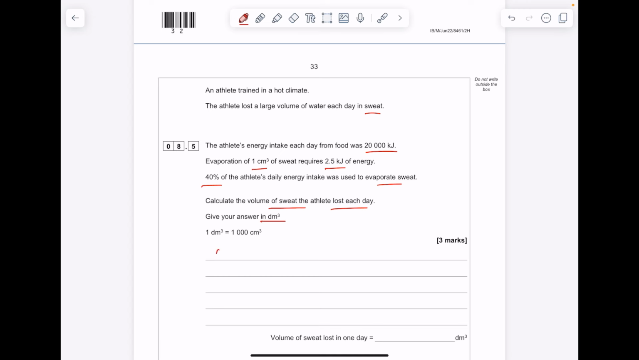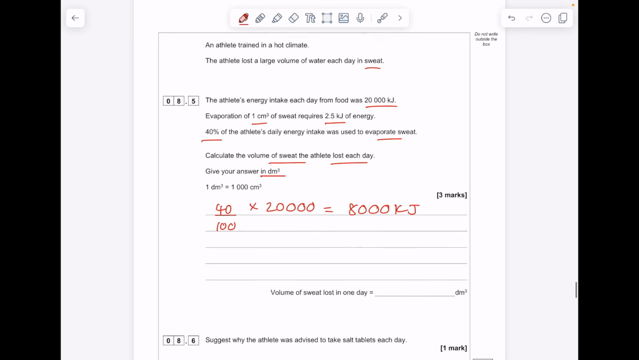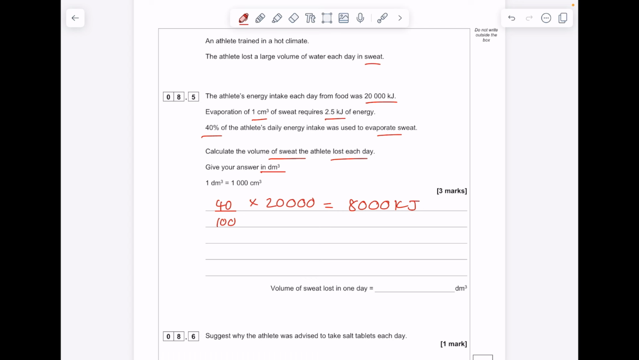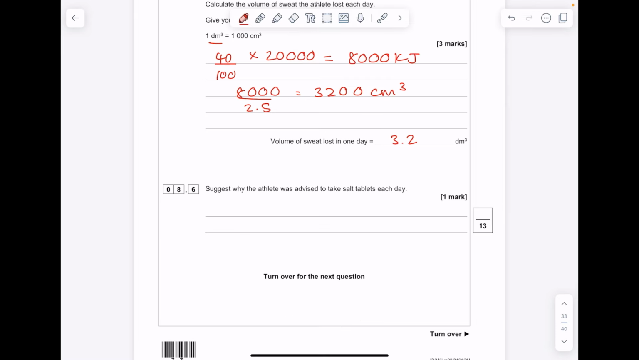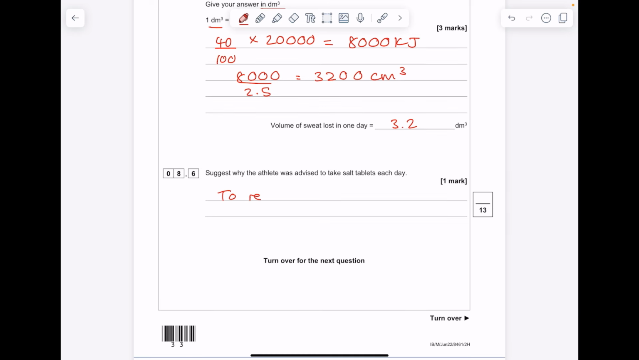So we first of all need to work out what 40% of the daily energy intake was. So 8,000 kilojoules was used for sweating. We know that 1 cm³ of sweat requires 2.5 kJ of energy. So do 8,000 divided by 2.5. So the athlete can make 3,200 cm³ of sweat, and then get that into decimeters cubed by dividing by 1,000. Suggest why the athlete was advised to take salt tablets each day to replace ions lost in sweat.